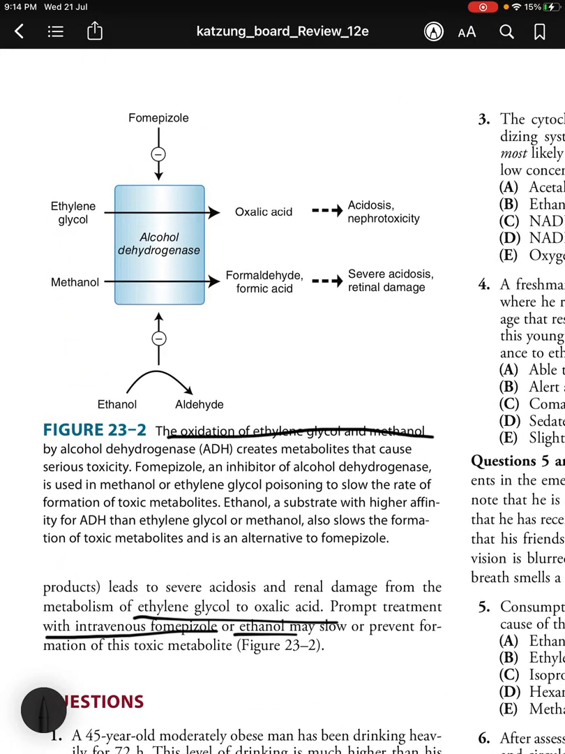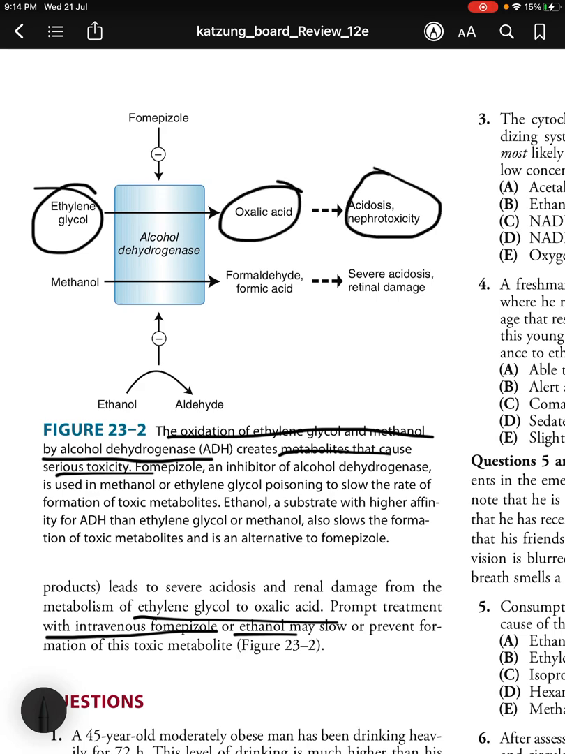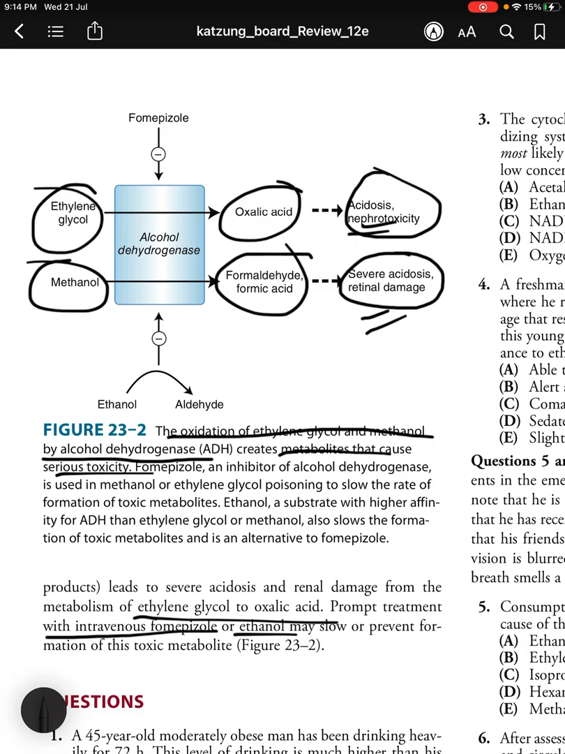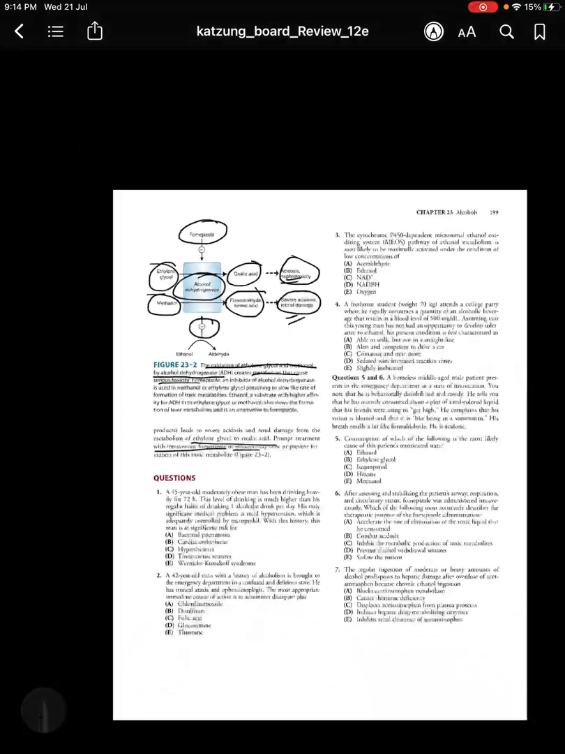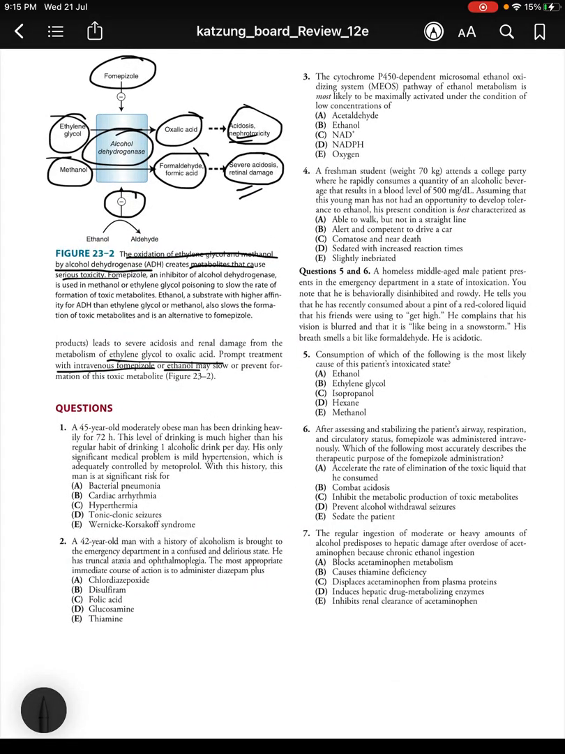In this figure, you can see the oxidation of ethylene glycol and methanol by alcohol dehydrogenase, which creates metabolites that cause serious toxicity. So, ethylene glycol is oxidized to oxalic acid, which further causes acidosis and nephrotoxicity, and methanol is oxidized to formaldehyde and formic acid. So, it causes severe acidosis as well as renal and retinal damage respectively. Fomepizole inhibits alcohol dehydrogenase. Again, ethanol is a competitive inhibitor. That is all about this chapter.